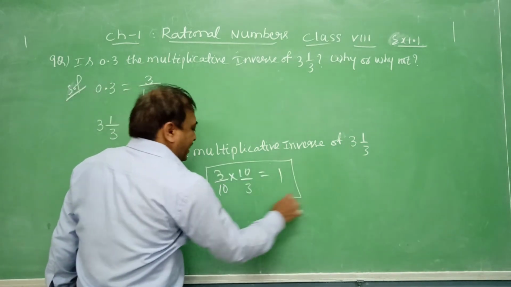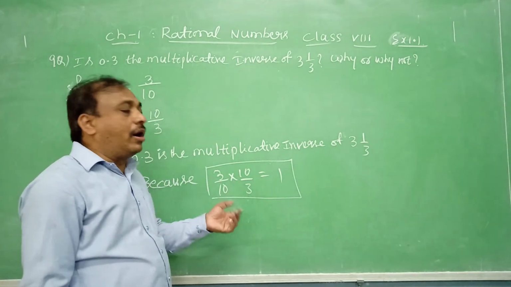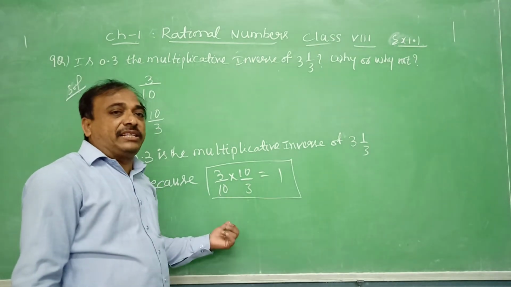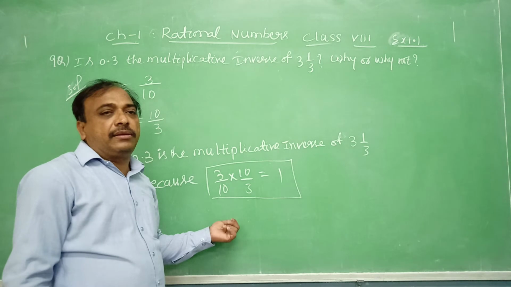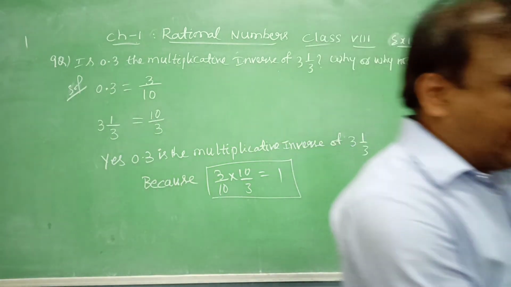3 by 10 into 10 by 3. 10 3s are 30, 3 10s are 30, 30 by 30 will give you 1. I hope you understood. This is about question number 9.